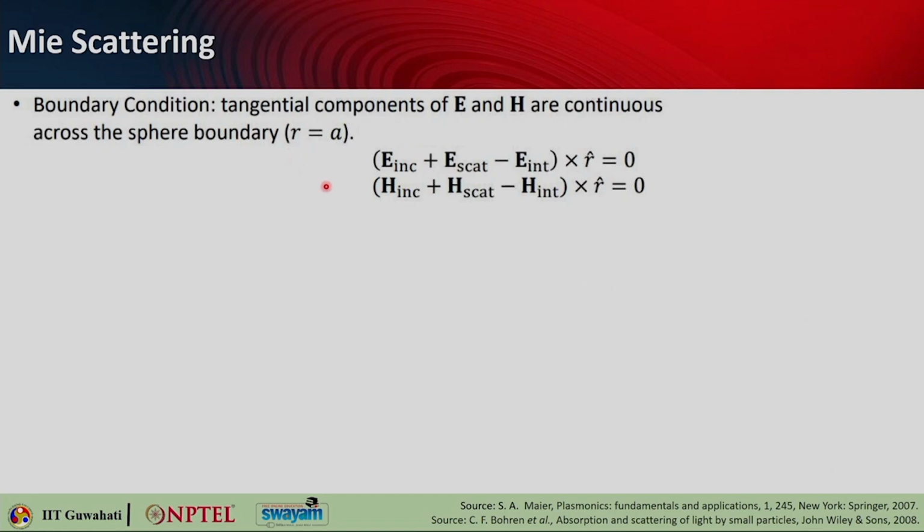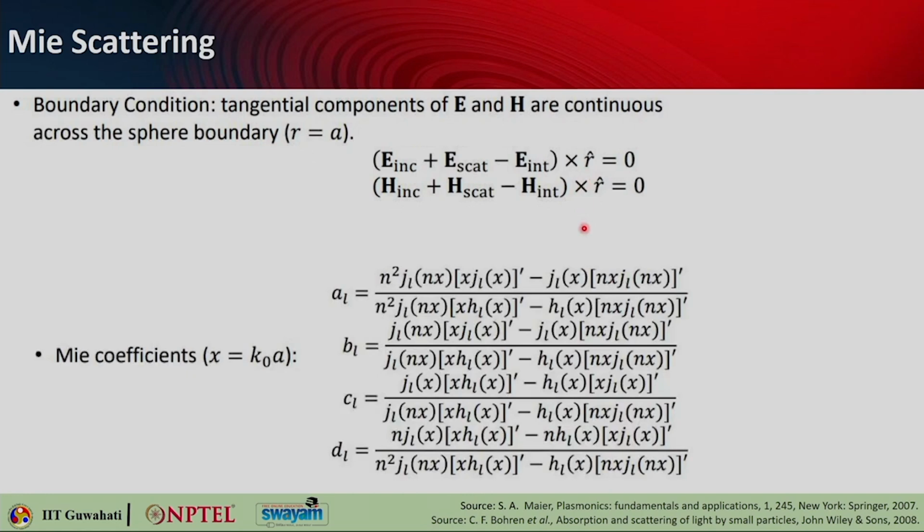The boundary conditions say that the tangential components of the electric field and the magnetic field are continuous across the sphere boundary. If you consider the radius to be a, you can write that (E incident plus E scattered minus E internal) cross r cap equals 0. Similarly, (H incident plus H scattered minus H internal) cross r cap equals 0. This cross product with r cap is giving you the tangential components, so they become 0.